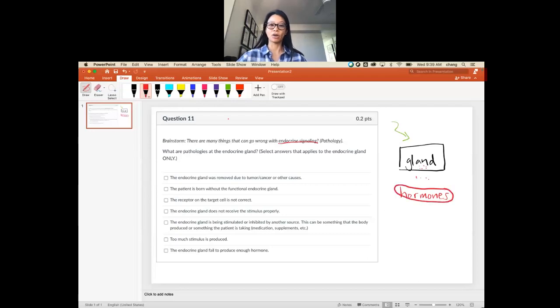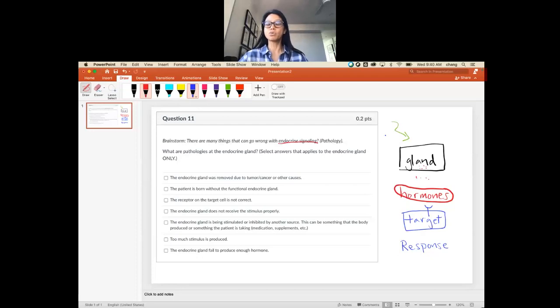Then that hormone acts upon a target cell or target organ to produce reactions. That target organ or target cell has a receptor, and what is generated from the target is a response. This is the general endocrine signaling mechanism for all endocrine systems.